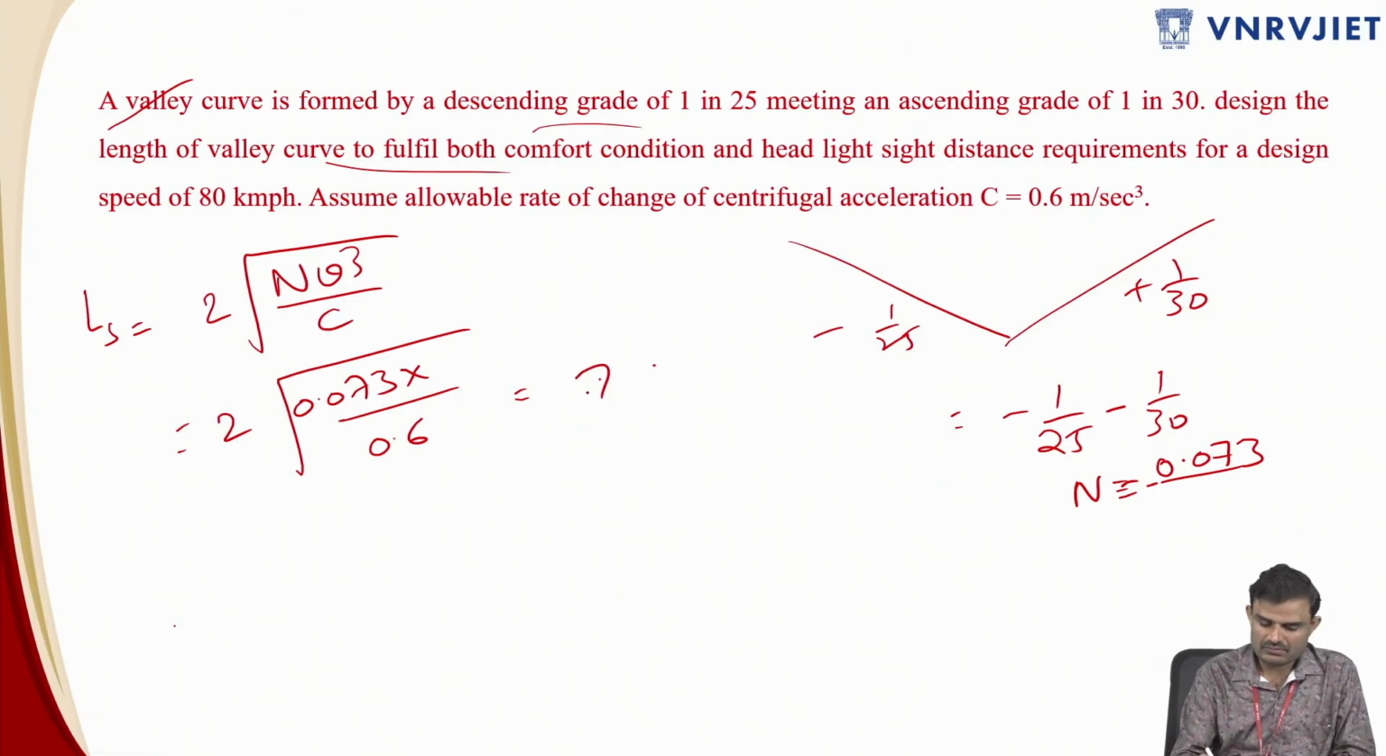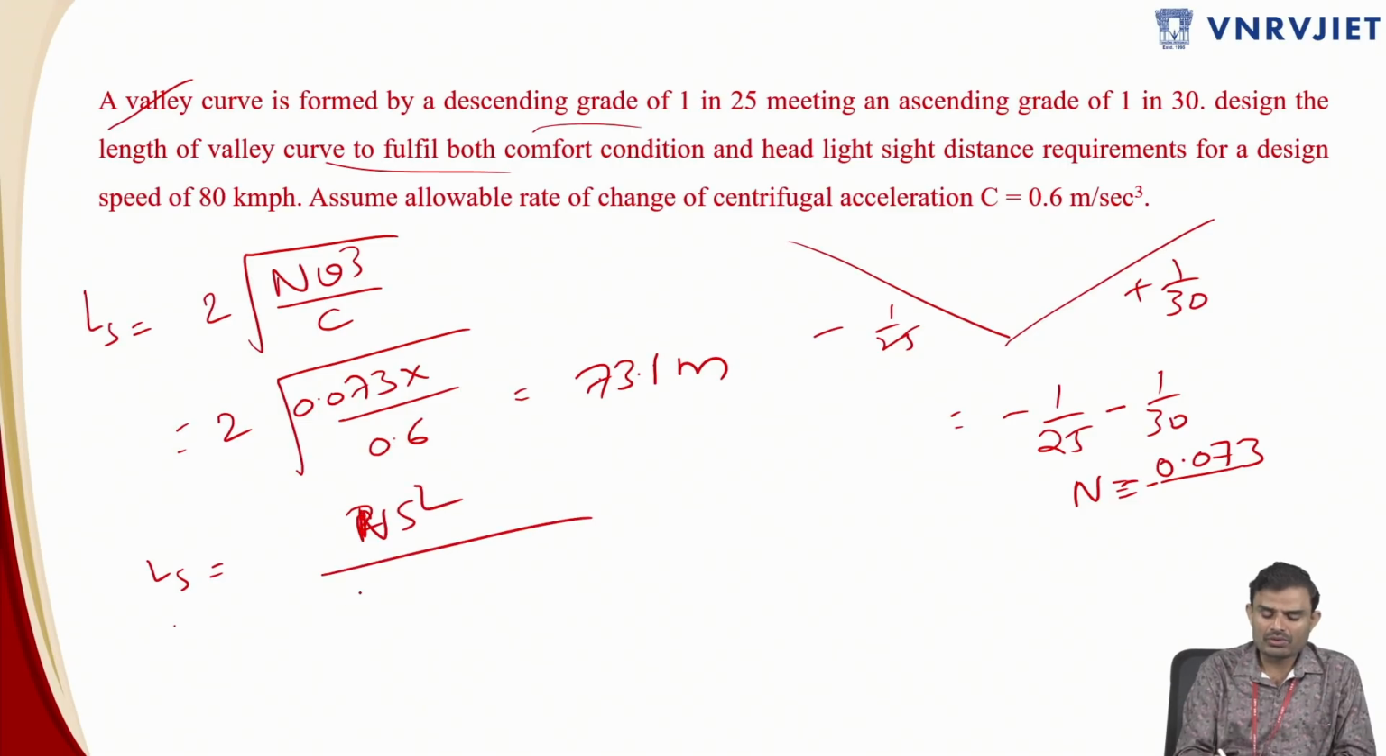73.1 meter. And you have the other case, which is Ls regarding the headlight sight distance, that is Ls equal to N S square divided by 2h1. 2h1 is 0.75, we already have this formula, 2h1 plus 0.035 into S. So you substitute each and every value, and you'll get the value as 200.8 meters.